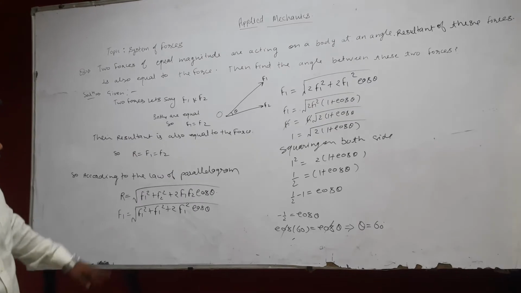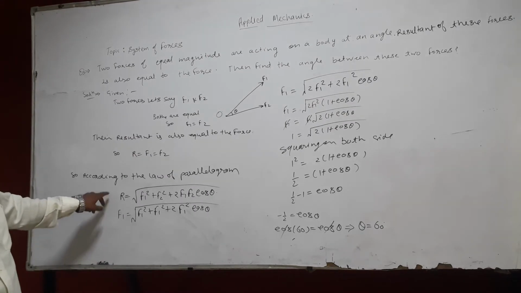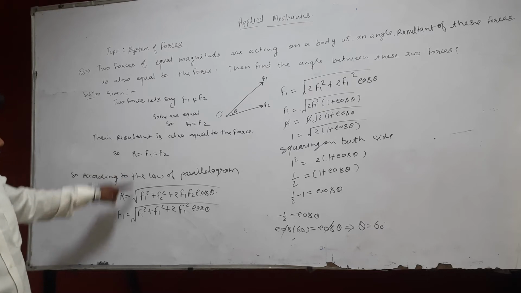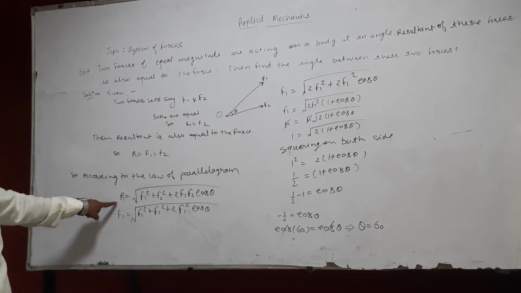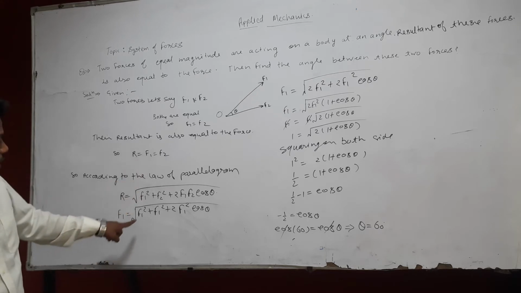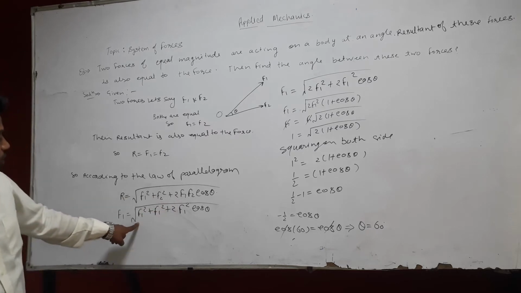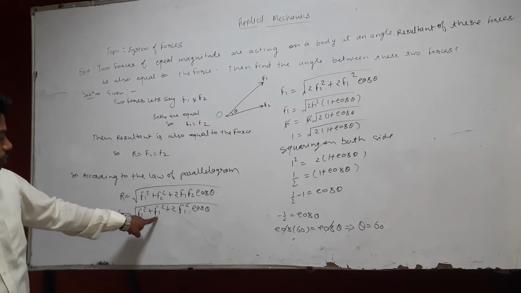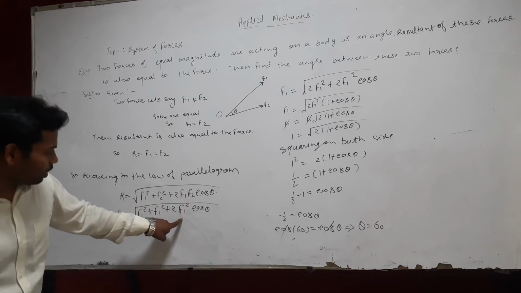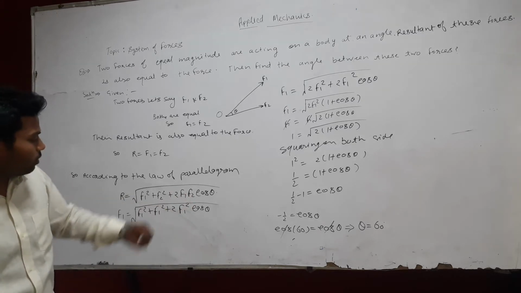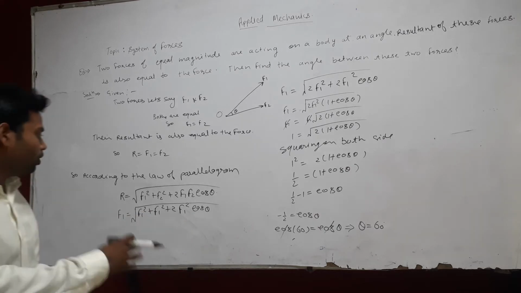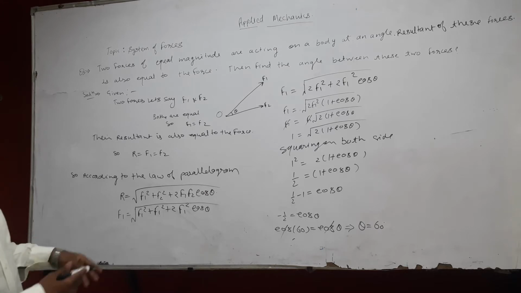Now in the formula we just have to put the values given in the question. As the resultant is equal to F1, as I have already mentioned, and F1 and F2 are both equal, F2 can also be written in terms of F1. So the whole equation can be written in terms of F1.